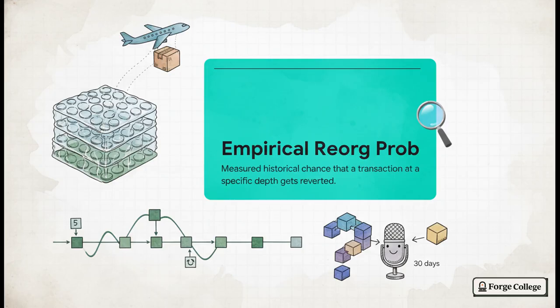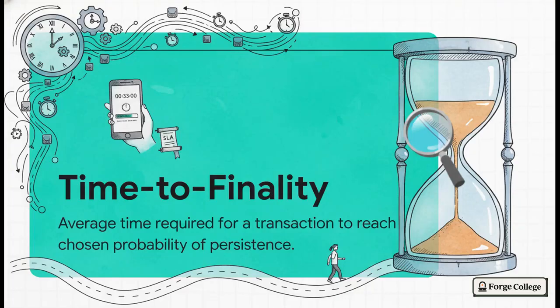We aren't just guessing here. We're literally asking the blockchain, hey, over the last 30 days, how many times did a transaction that was 5 blocks deep get overwritten? Now, the crucial thing to remember is that humans don't naturally think in blocks or probabilities, do we? We think in minutes and seconds, and that gives us time to finality. This is the average time required for a transaction to reach your chosen probability of persistence.